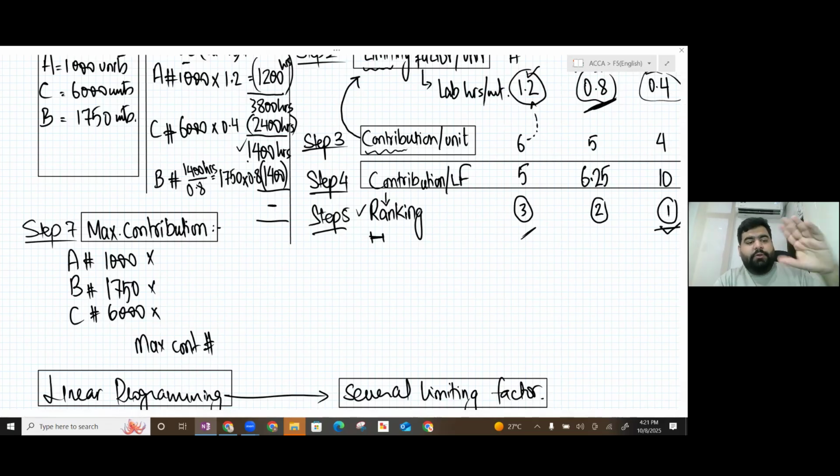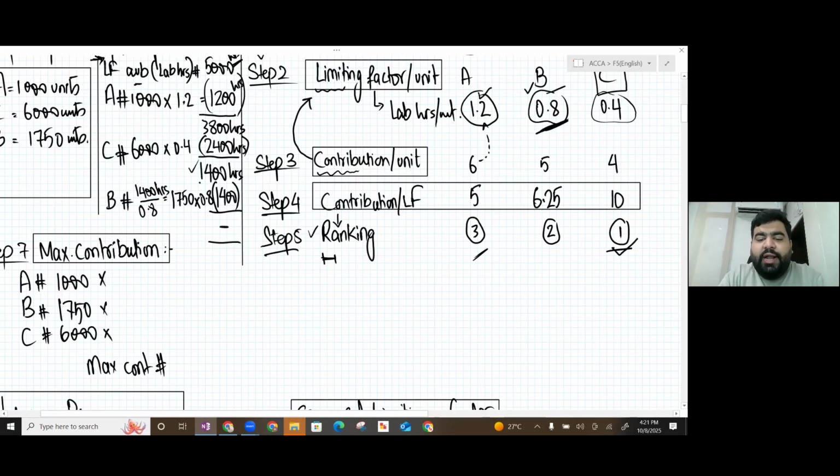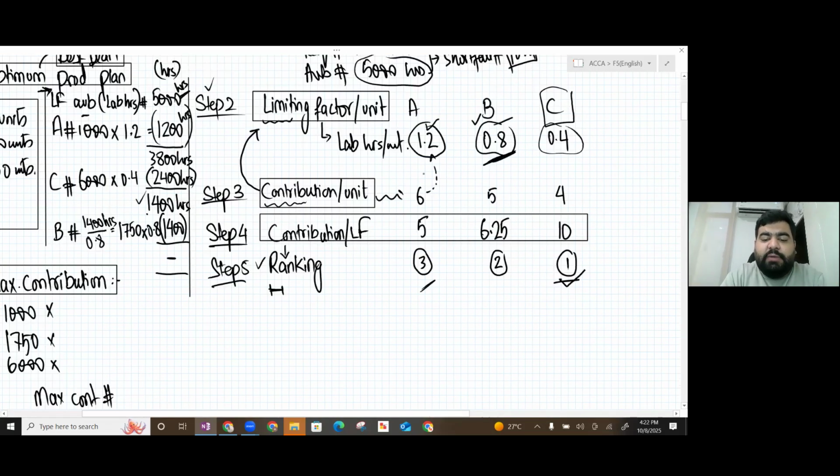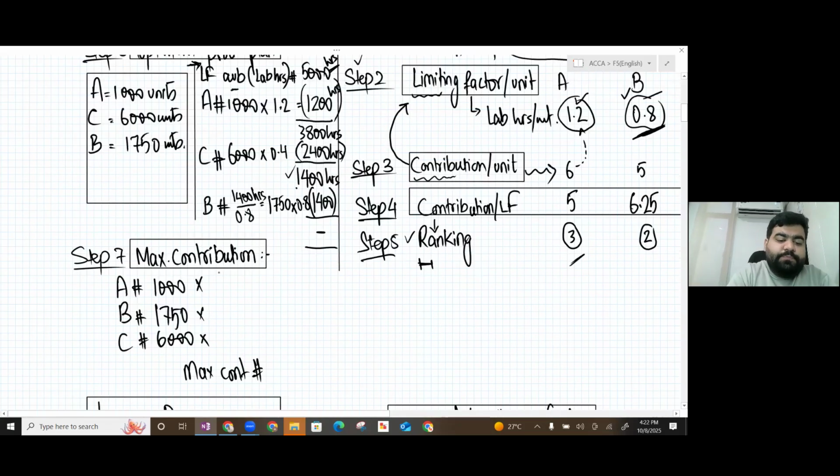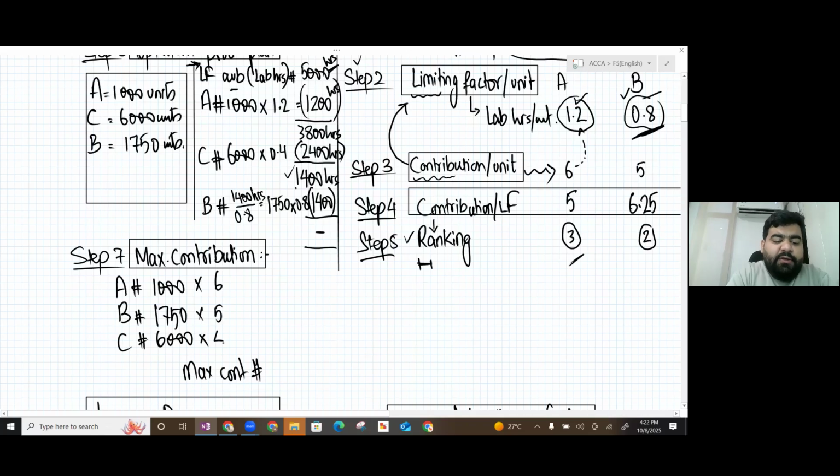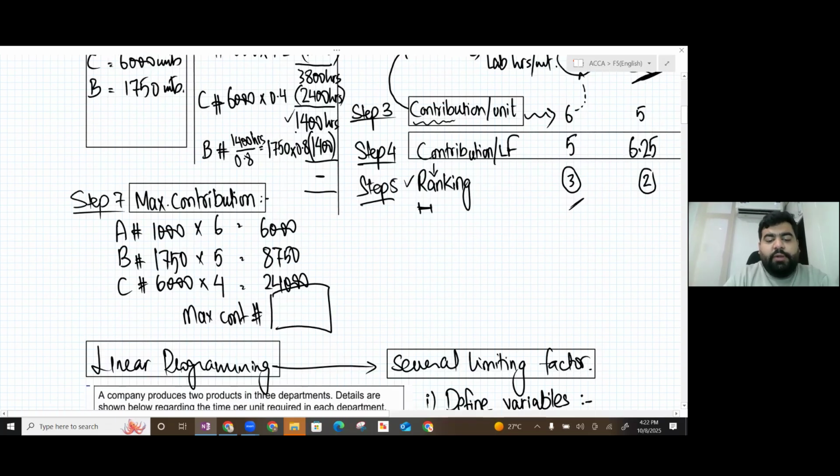You have the best plan. Take that plan, multiply the units with the relevant contribution per unit, which is given here in step 3: 6, 5, and 4. So it will be 6,000, 1,750 into 5 is 8,750, and 24,000. You will get the maximum contribution.